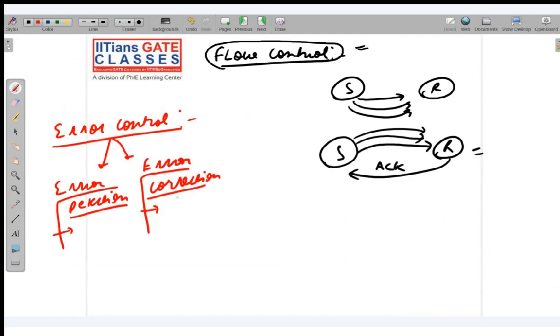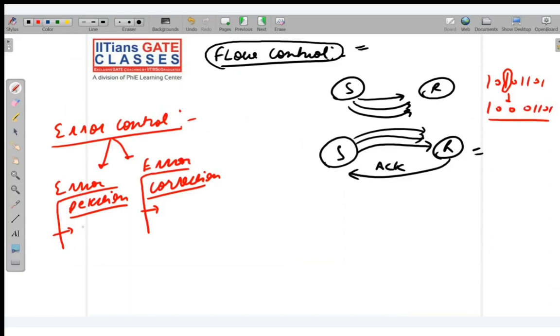So what do you mean by error correction? See, we are sending binary data like this: 10101101 and so on. This is binary data. Error correction means you try to find the position where the error is. If you are able to find the position, you will simply convert it into zero. That's it. So error correction means finding the position of the error. Error detection means only yes or no: there is some error or not, that's it.